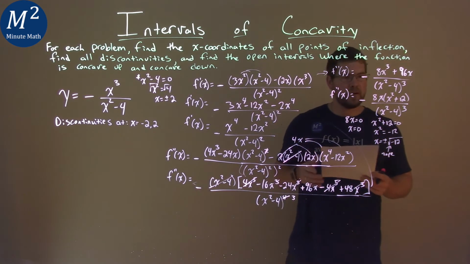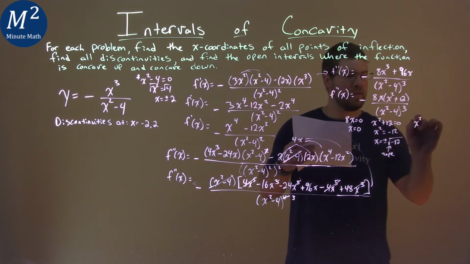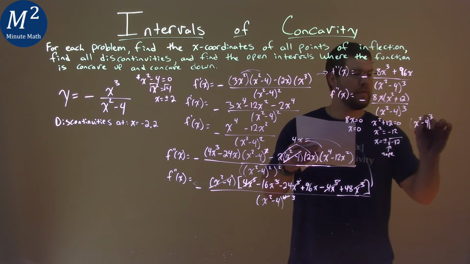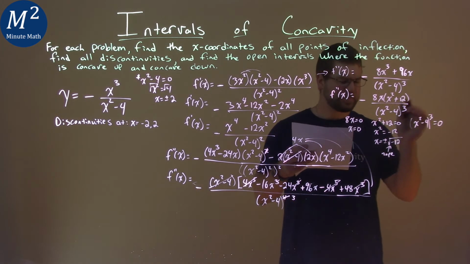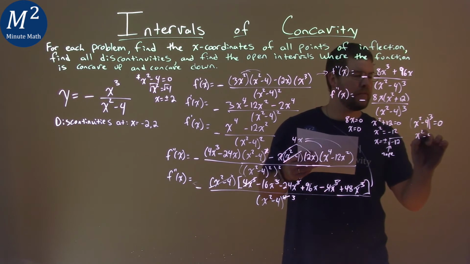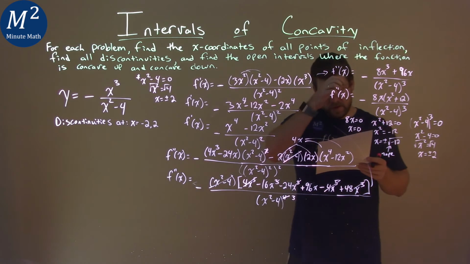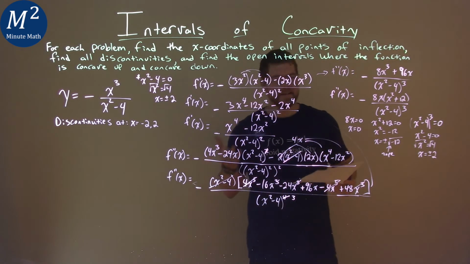Now the denominator equal to 0. We have x squared minus 4, all to the 3rd power, equal to 0. Solving for that, take the third root of both sides, doesn't matter, to 0. X squared minus 4 equals 0, x squared equals 4, and x equals, we square root both sides, plus or minus 2. Okay, so we got a lot going on here.